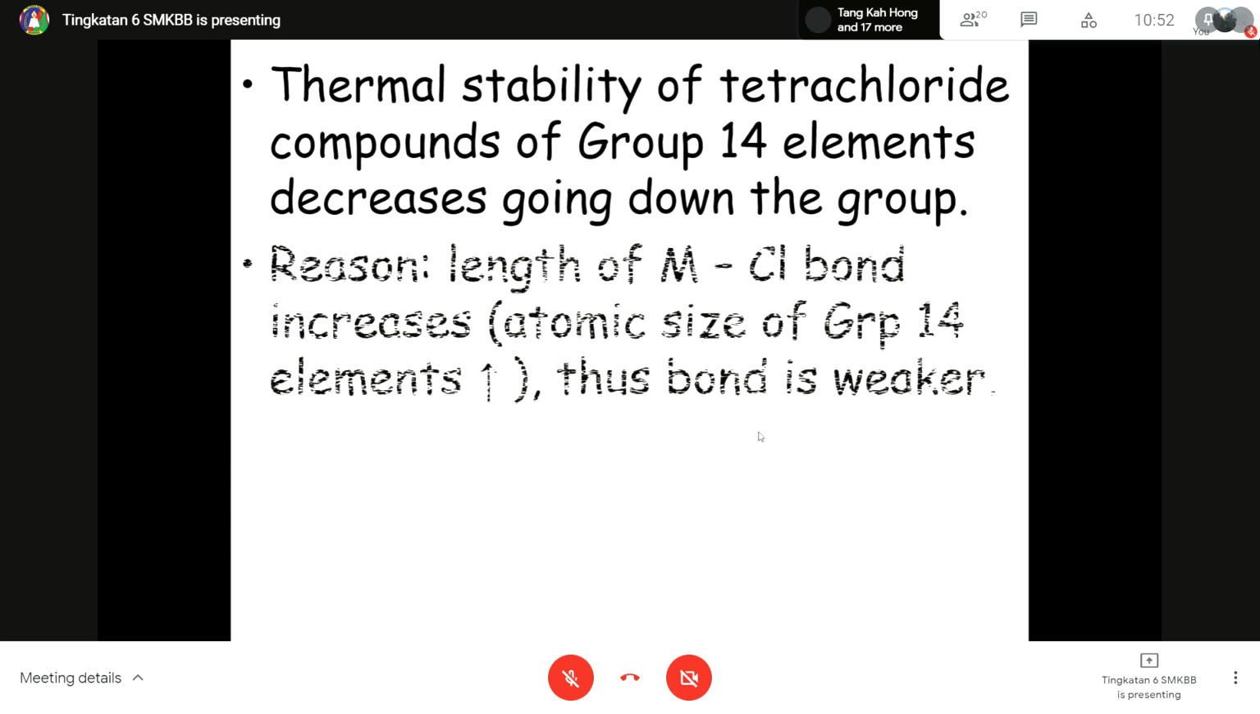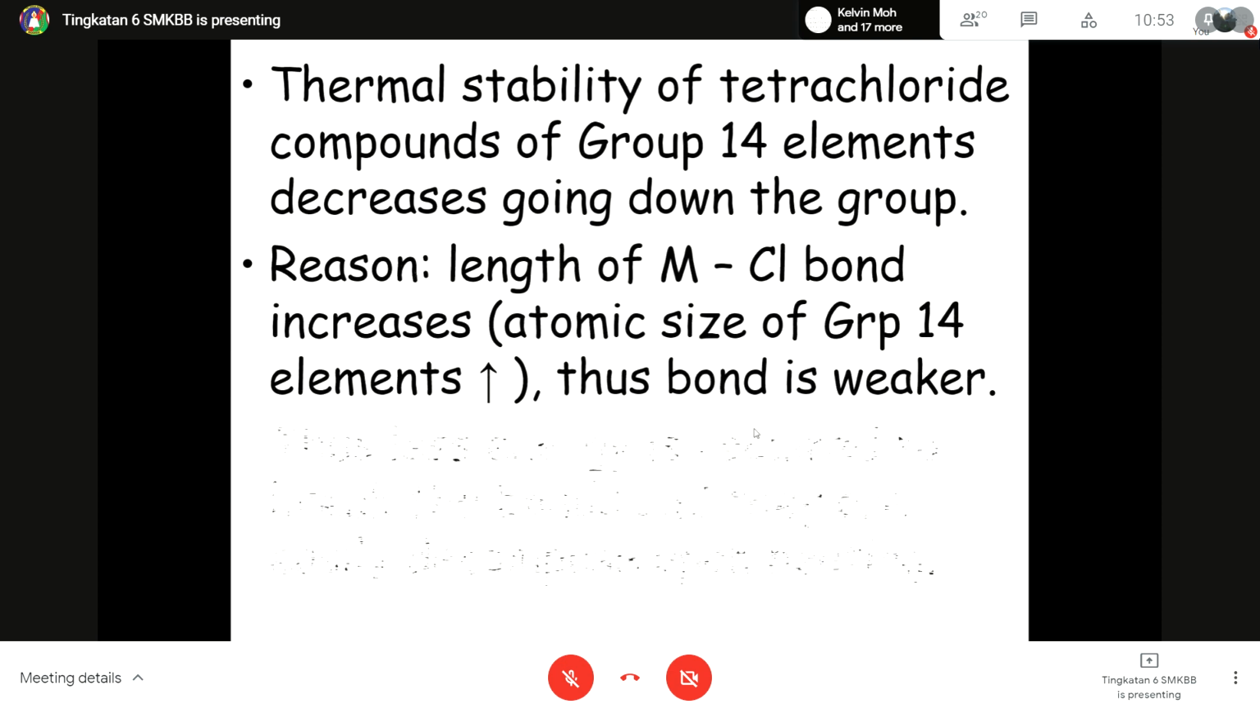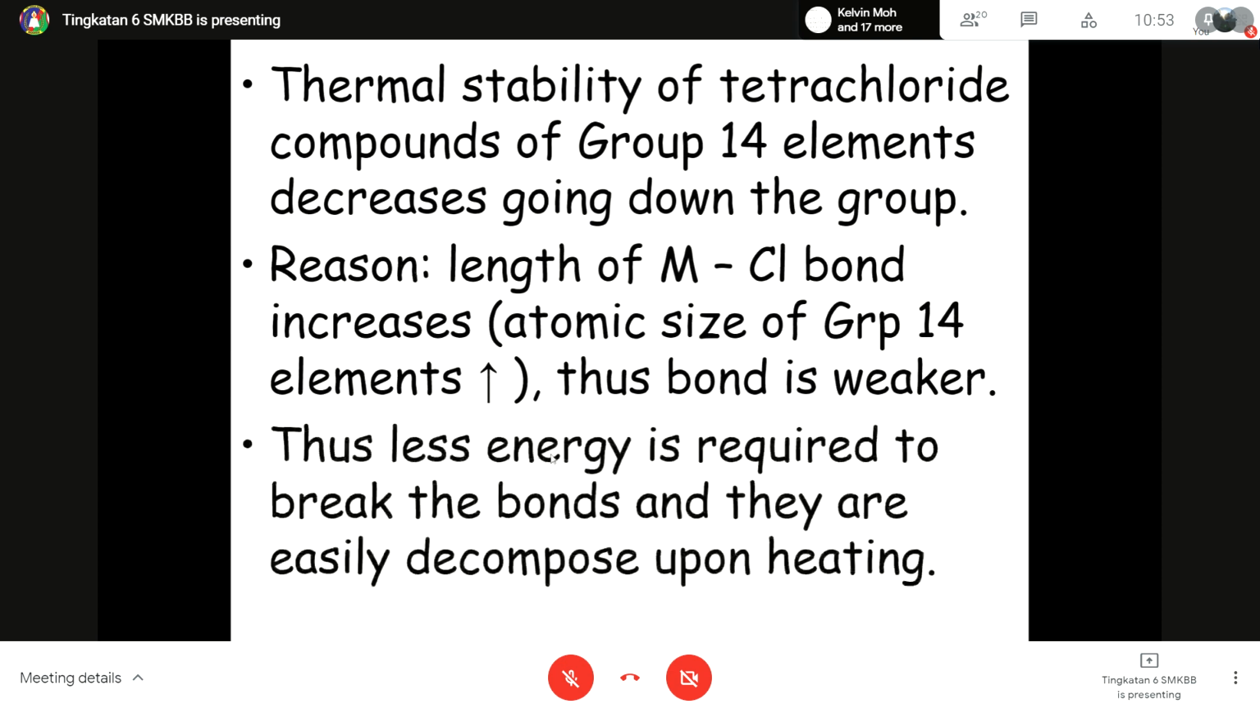Okay, of course, if they want to ask, this one is the bond length of that metal and the chlorine. Going down the group, the bond length, the distance between these two atoms, increases because the element M is getting bigger in size. So of course we all know if the bond is long, it is weak. Okay, because you need to know the bond is formed when they share electrons. If the bond is very long, meaning these two atoms are far from each other, then of course the attraction between them is weak. When it is weak, decomposition means you want to separate Cl from the M. Of course, M means a group 14 element. So if the bond is weak, it is easily separated, then of course it will decompose very easily. Correct? So less energy is required to break the bond. So they are easily decomposed upon heating.